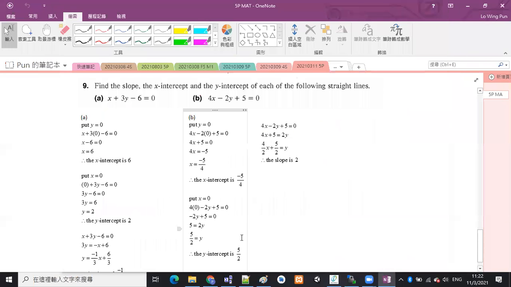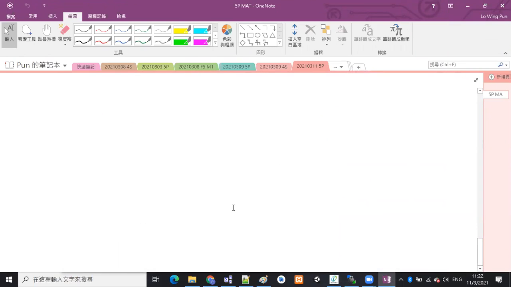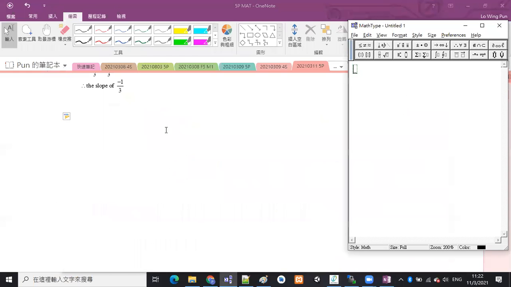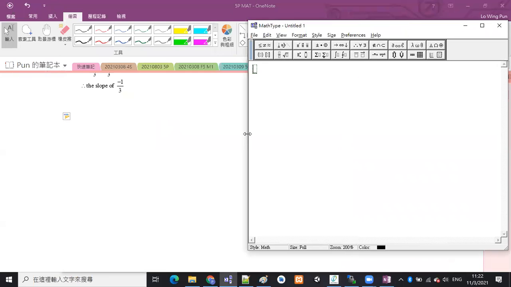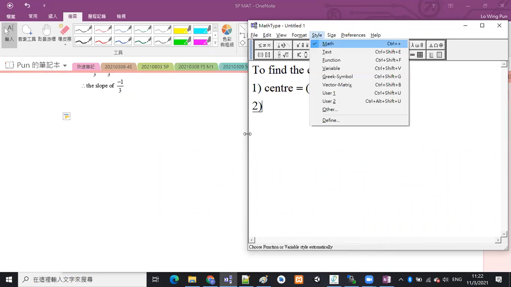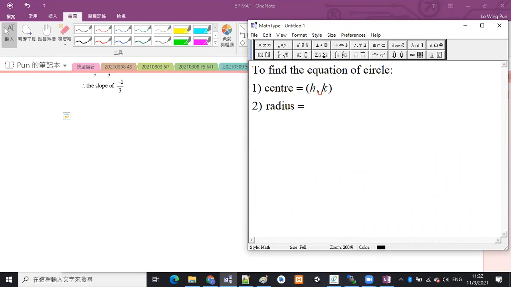And then in order to find the equation of circle, we also need 3 steps. First, we need to find the center. So normally we will label this to be H and K. Okay, center of the circle. And then second one is the radius. So normally we will let R to be the radius of the circle.